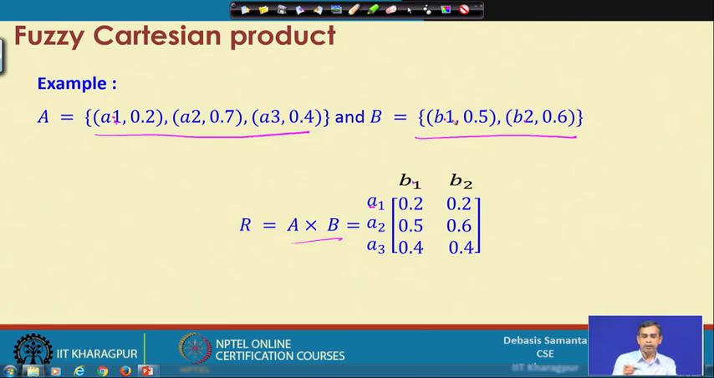Now, for A1 B1 we have to take the minimum. So, 0.2 and 0.5, take the minimum. Similarly, A1 and B2, 0.2 and 0.6, take the minimum, so 0.2. Likewise, A2 B1, the minimum is 0.5, A2 B2, the minimum is 0.6. Now, A3 and B1, 0.4, and A3 B2, 0.4. So, this way we can obtain the relation matrix taking the min operation, if two fuzzy sets are given to us.